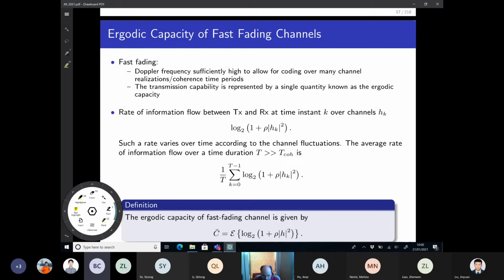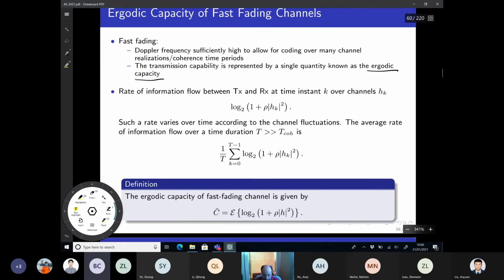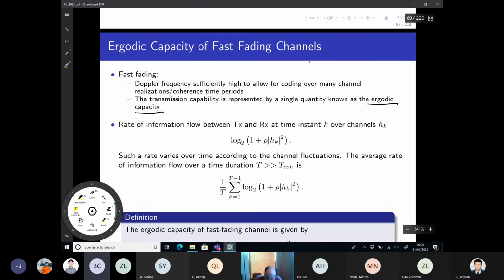Right. Now, because of this change of the channel, the way we characterize the capacity is slightly different, and is through a single quantity that is called the ergodic capacity. So let me explain qualitatively what this is. Let's imagine that now my channel is changing over time, and I have these channels like this, right, that I had before. This is, let's say, the magnitude, for instance.